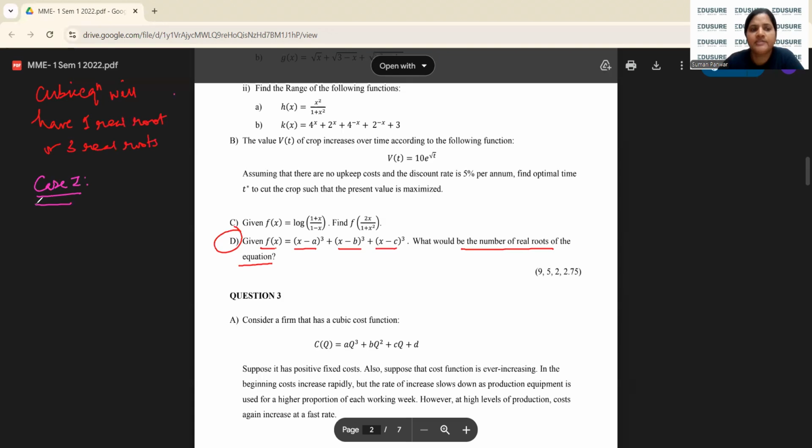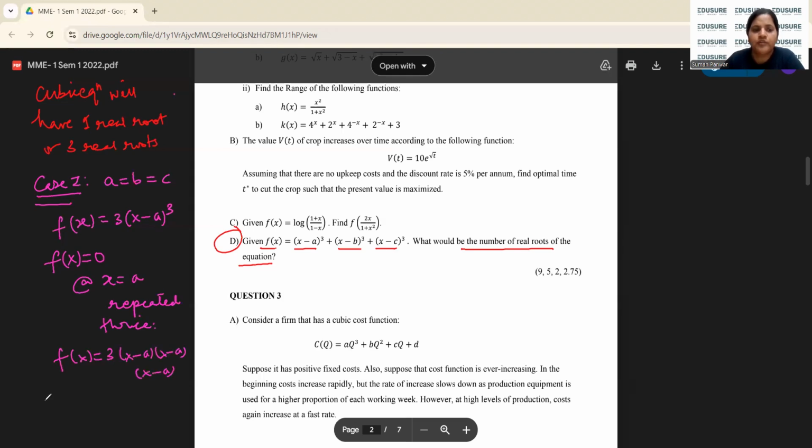Case 1 is when a is equal to b is equal to c. Then your f(x) will become 3 times (x minus a) whole cube. So f(x) will be 0 at x equals a, and x equals a will be repeated thrice, because we can write f(x) equals 3 times (x minus a)(x minus a)(x minus a). So there will be 3 real roots when a is equal to b is equal to c.